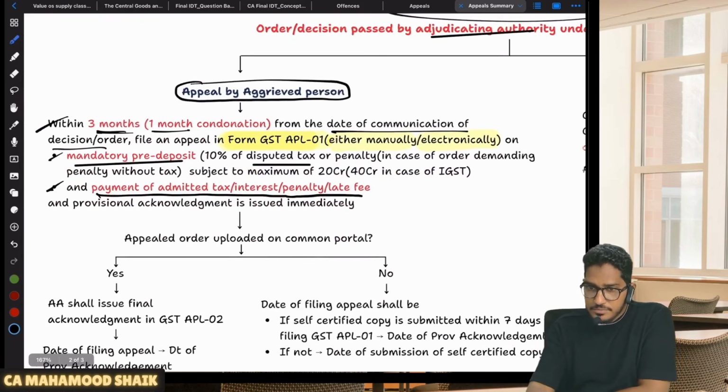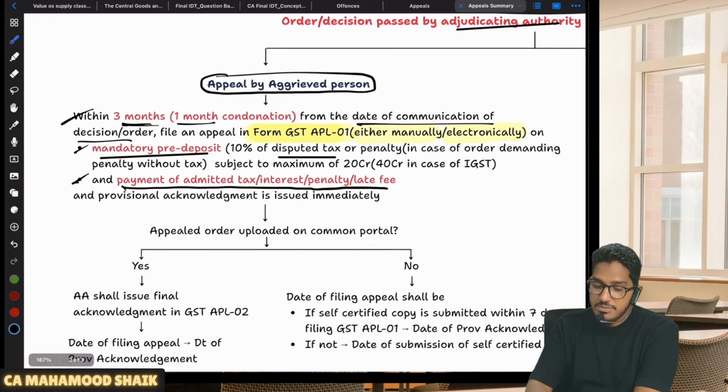Able to understand? Right. So within 3 months or 1 month from the date of communication of decision or order, you have to file an appeal in form GST APL 01. Either manually you can do or electronically you can do. And what you should do if you want to go for appeal? Number 1, first you have to pay all your admitted tax, interest, penalty, late fee, everything you pay.